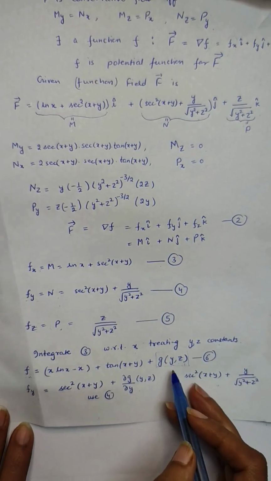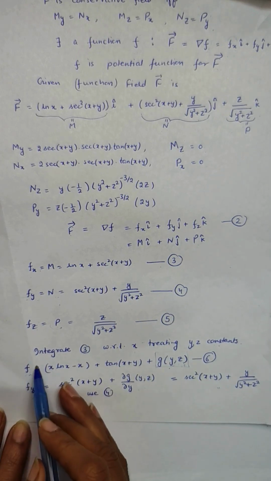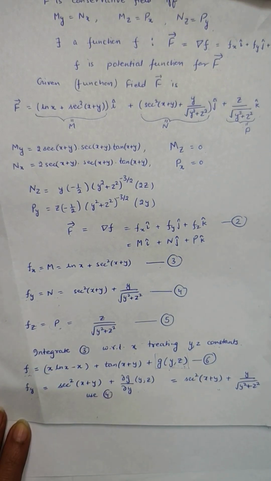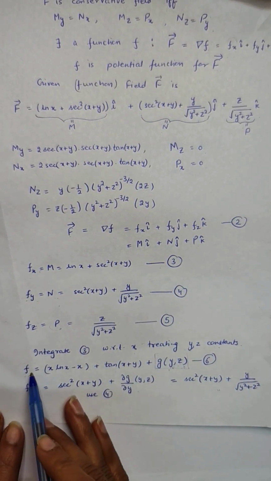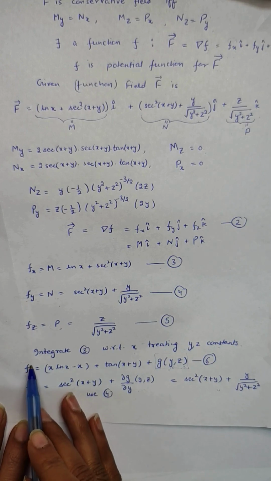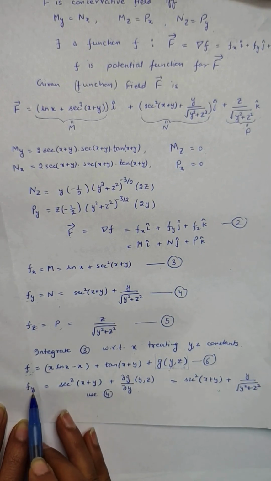Now if we can find this function, we can substitute its value here and we will have the candidate for the potential function. So how do we do that? How do we solve for g? So let's take the derivative of this potential function f with respect to y, right?